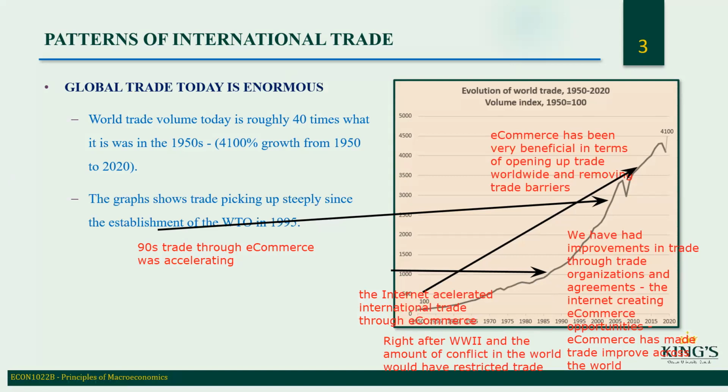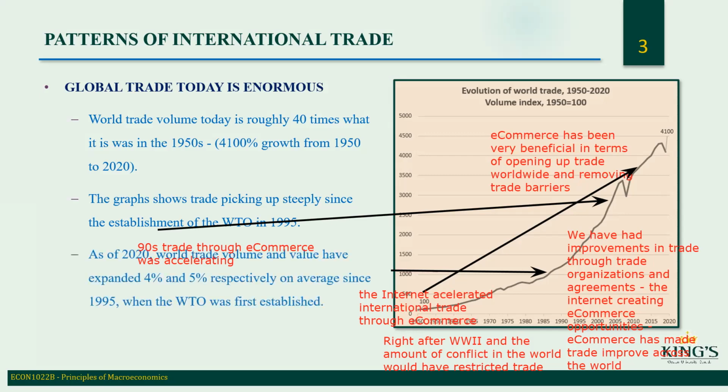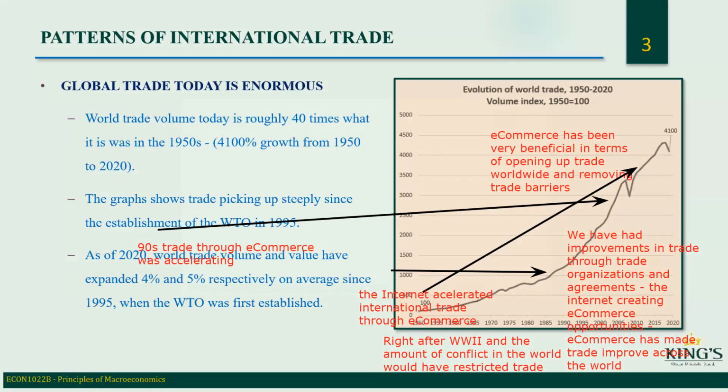These graphs show trade picking up steeply since the establishment of the World Trade Organization in 1995. That was one of the reasons why it went steeply upward, because the WTO, the World Trade Organization, was established in 95. And as of 2020, world trade volume and value have expanded 4% to 5% respectively on average since 1995, when the WTO was first established.